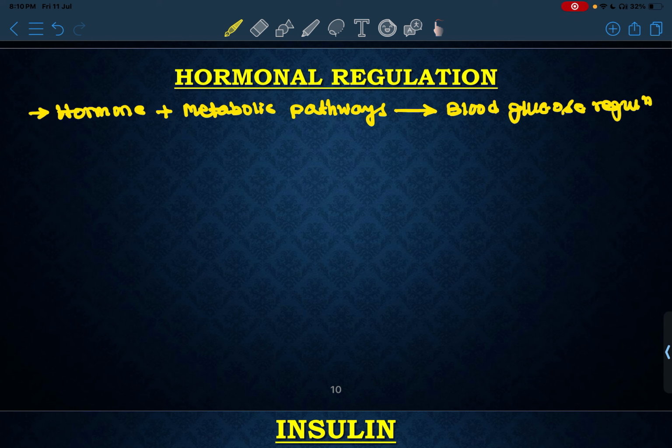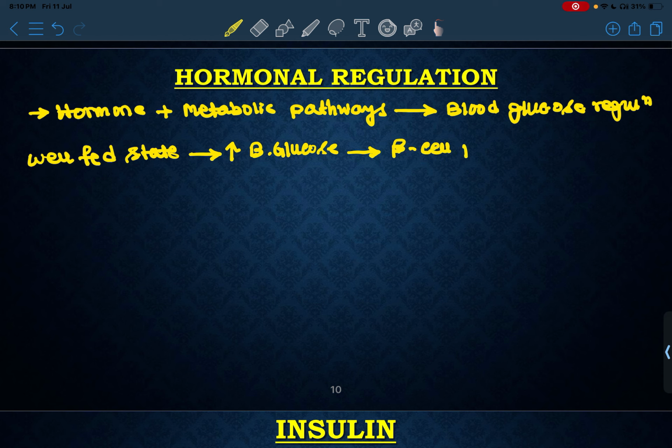So how does our body operate blood glucose regulation by these metabolic pathways? There will be two scenarios. One is the well fed state. In this well fed stage, the amount of blood glucose is high. It will inform the pancreas and activate the beta cells of the pancreas, and the beta cells of the pancreas will release insulin.